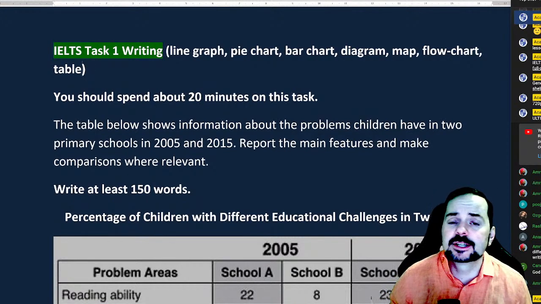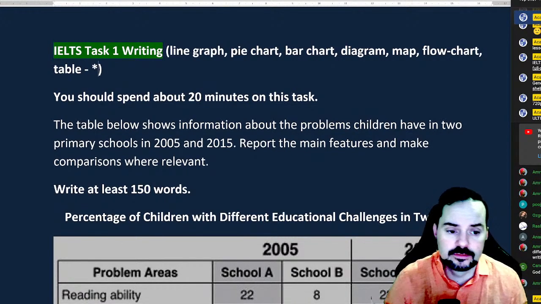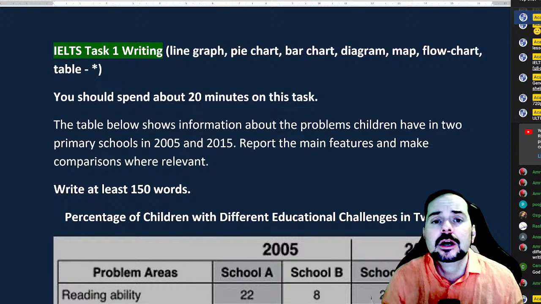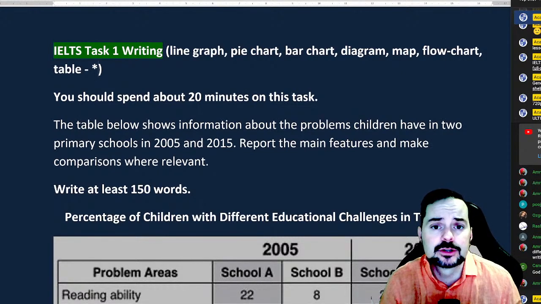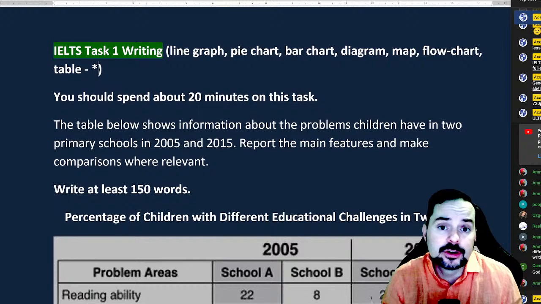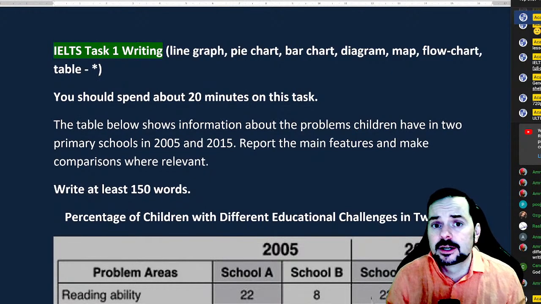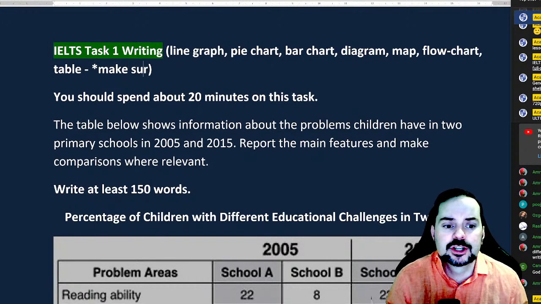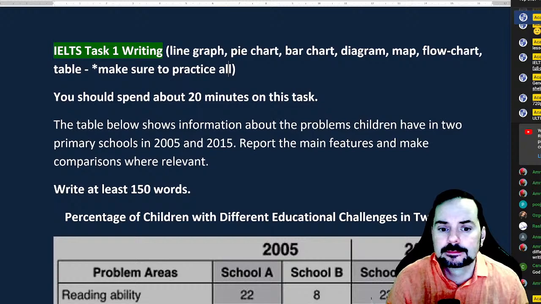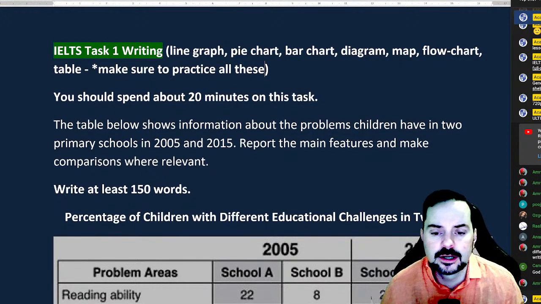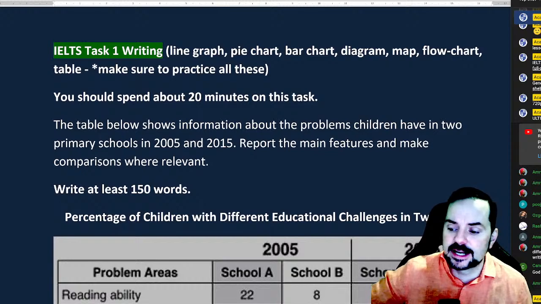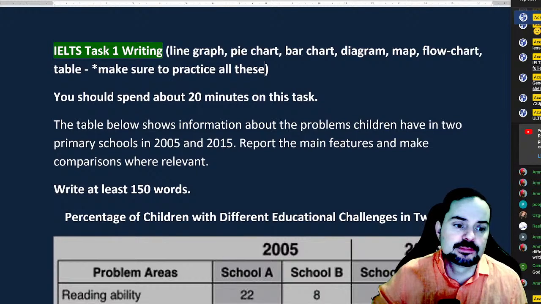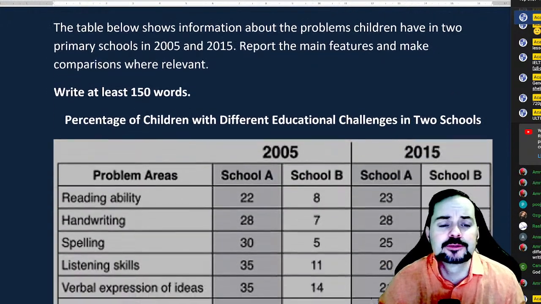So my first tip to you is make sure that you practice all of these different kinds of task 1 for the academic. Again, for general, it's quite different. For general students, it's going to be a letter, like an email. But it is a good idea, especially if you're planning to go to school, to practice the academic one as well. So make sure to practice all these. Or if your job has this kind of statistical or technical elements, then you should practice it.